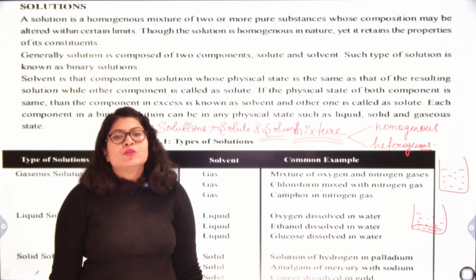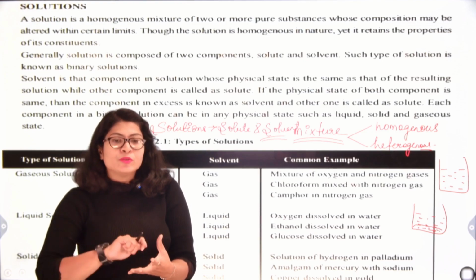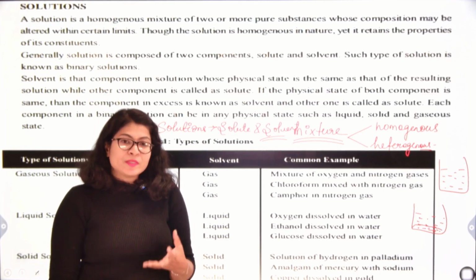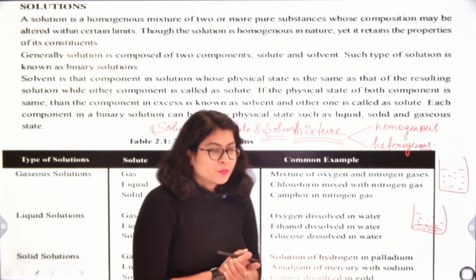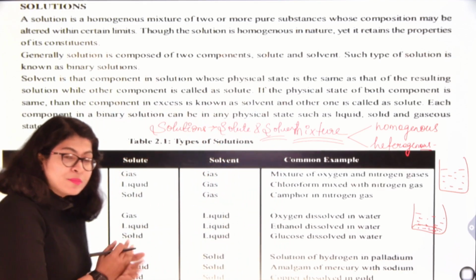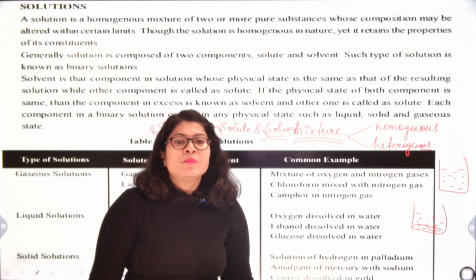So if I say sugar solution, that means to water I am adding sugar. So water is here as it is present in bulk. So water is the solvent and sugar is the solute. Okay. So now from solutions I come down to a term called concentration. Now what do you mean by concentration?